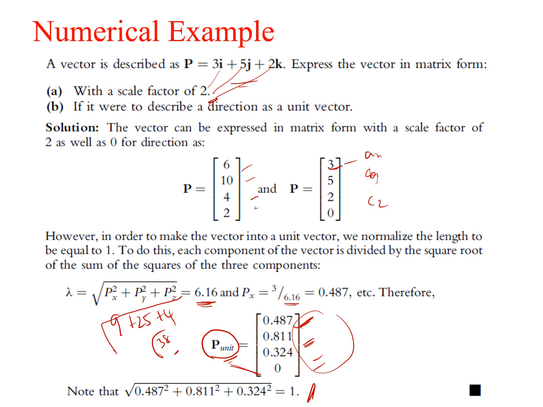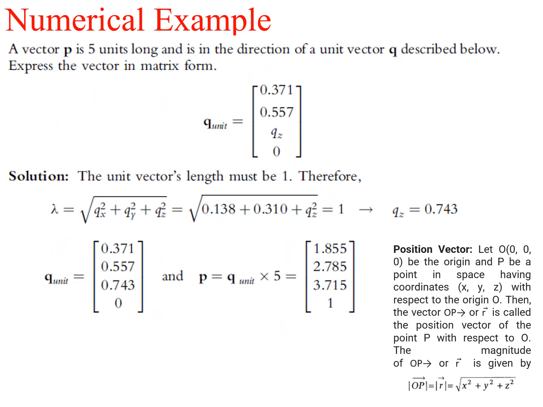This is how we have to do the unit vector. So here the vector p is 5 units long and is in the direction of unit vector q. Okay, so it is described below. So this is this way, this x direction, y direction, but q we don't know. So how do we find it? So for that we can use a unit vector.